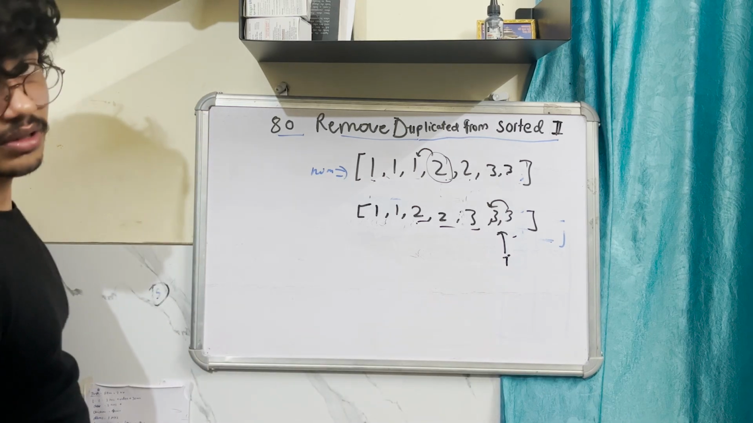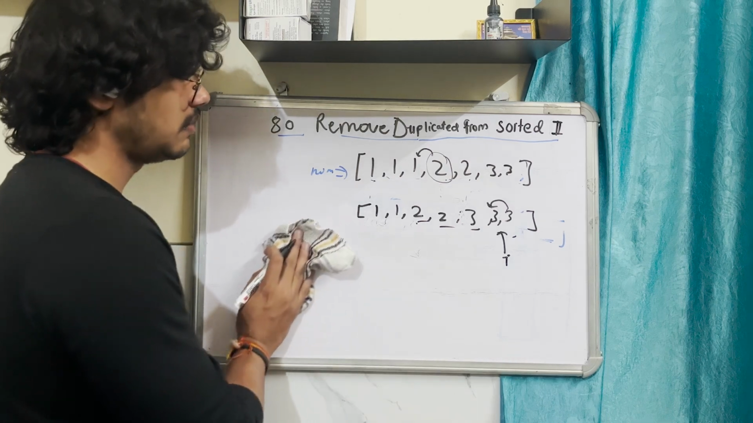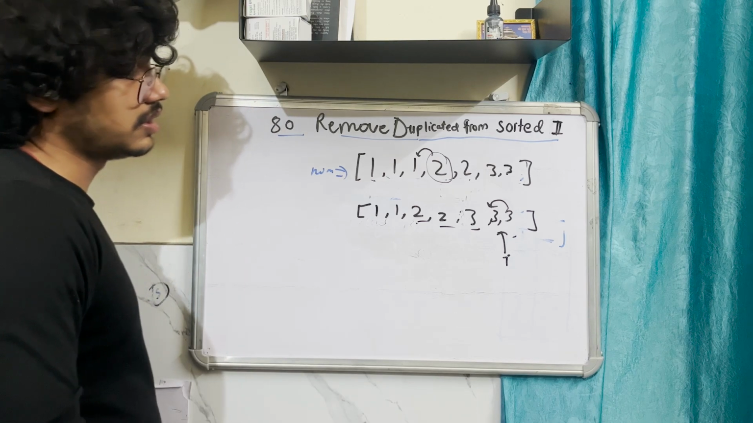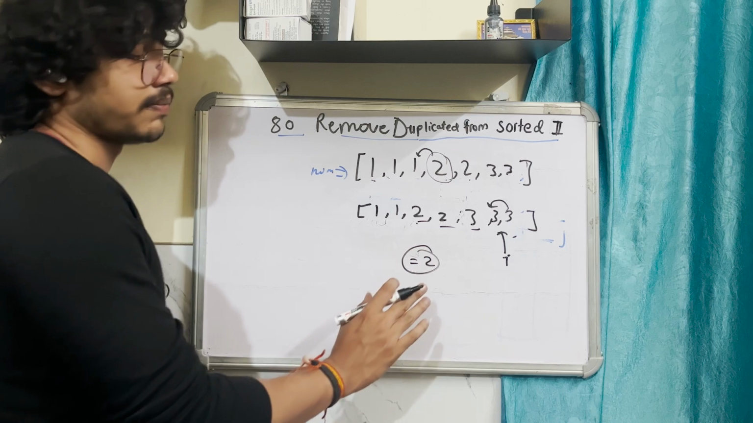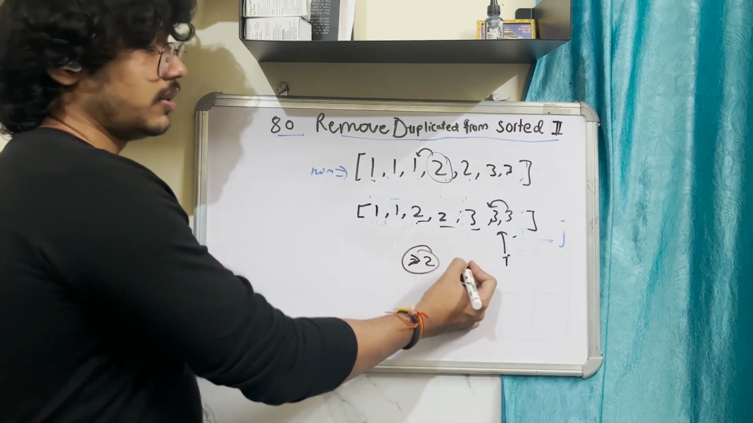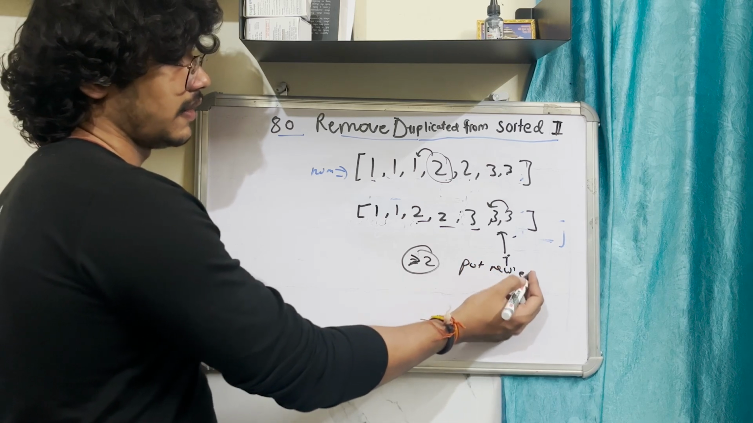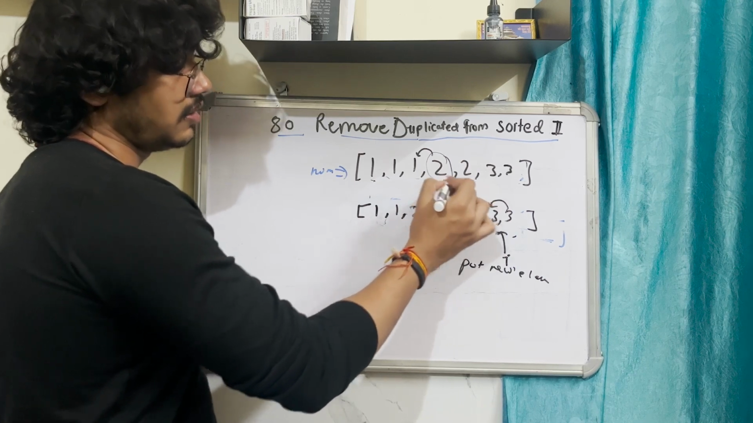I hope you understand the basics of the question and are developing the intuition. So the first thing to understand is that till 2 occurrences it's okay. If it is greater than 2, you have to put a new element just after that element.